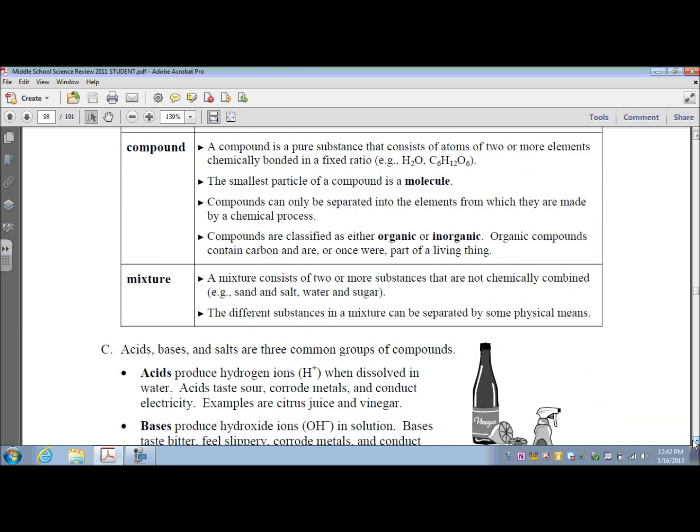Mixture. A mixture consists of two or more substances that are not chemically combined, such as sand and salt, or water and sugar. The different substances in a mixture can be separated by some physical means.